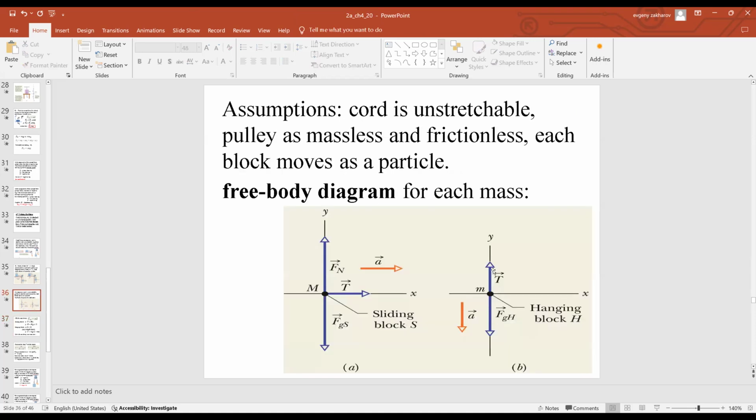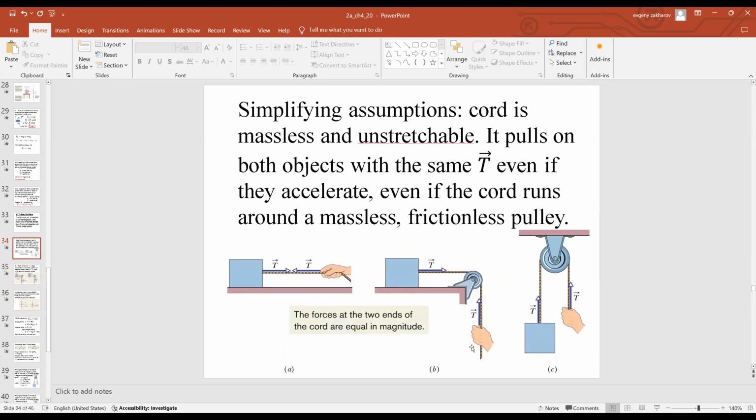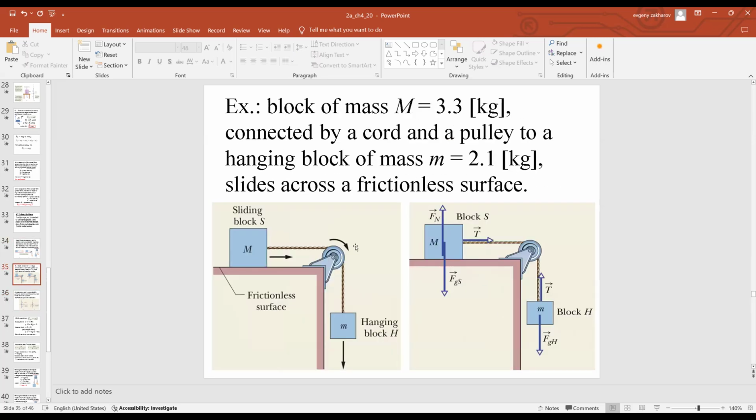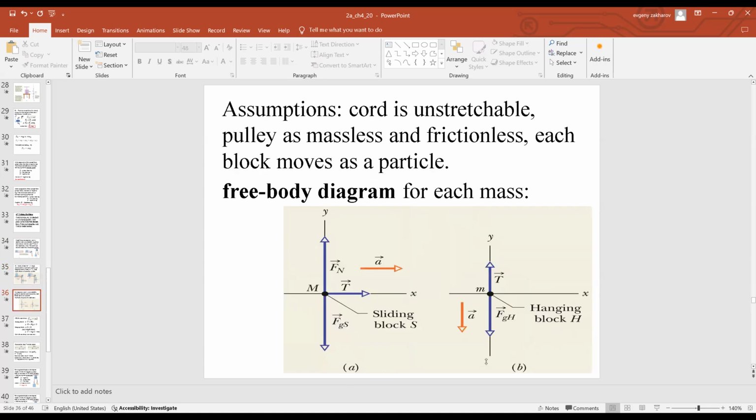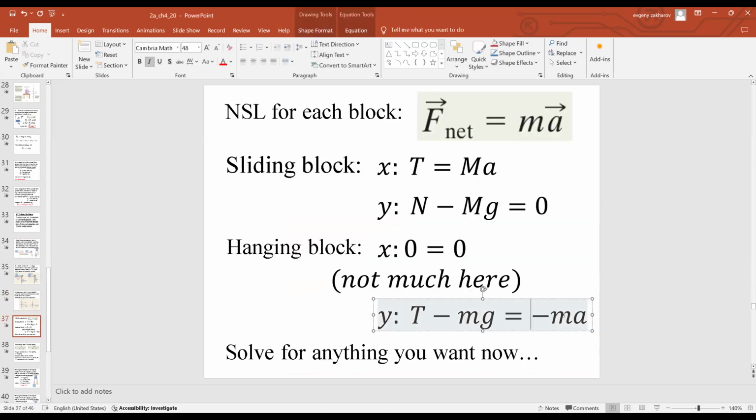Now the y-axis is not 0. You got tension upward. You got gravity downward. So positive tension, negative gravity, and acceleration is down because everything goes down. You have the sliding block going to the right and the hanging block accelerating downward. Acceleration is down. So if the y positive direction is upward, then acceleration is opposite to that. So acceleration is negative. That's what you see here. Positive tension, negative gravity, and negative acceleration.